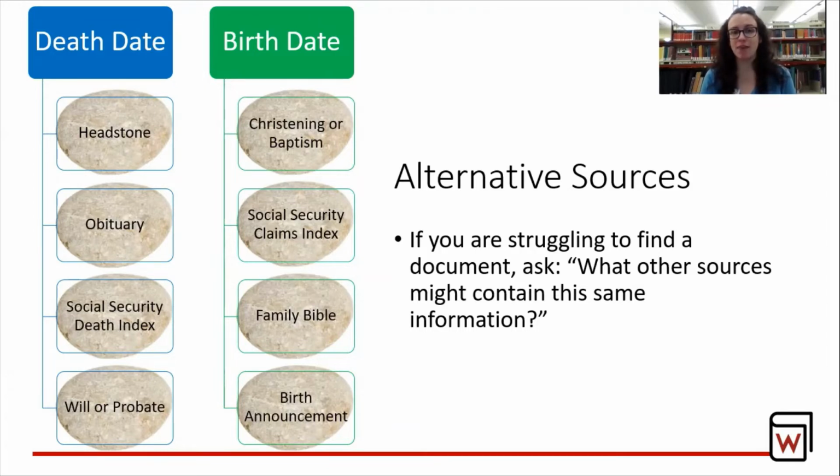Just know that to find a birth date, you don't necessarily need a birth certificate, as one may not be available. For death dates, you can look at things like headstones, obituaries, the Social Security Death Index, wills, or probates. For birth information, you can look at christening records, the Social Security claims index, a family Bible, and birth announcements. These are just a few examples. There are lots of other resources to find this type of information.